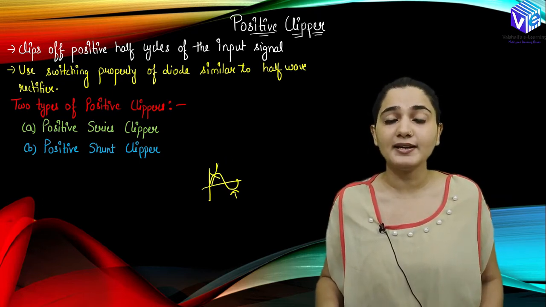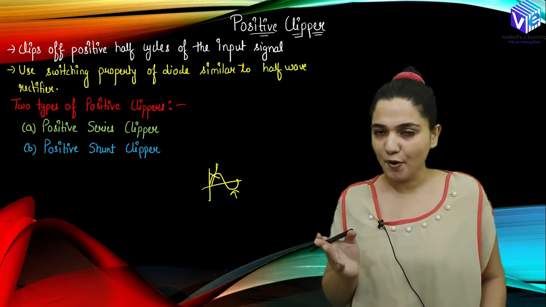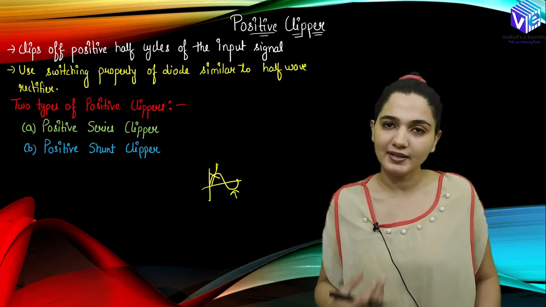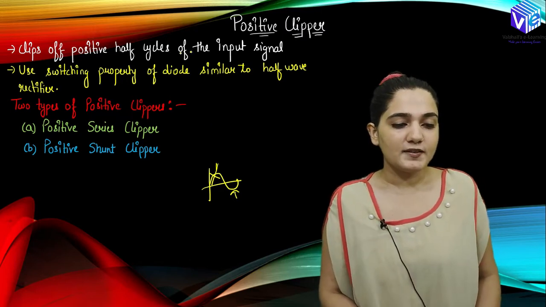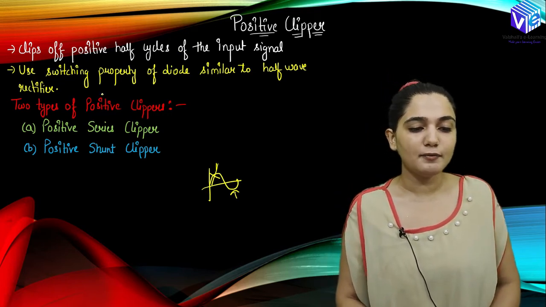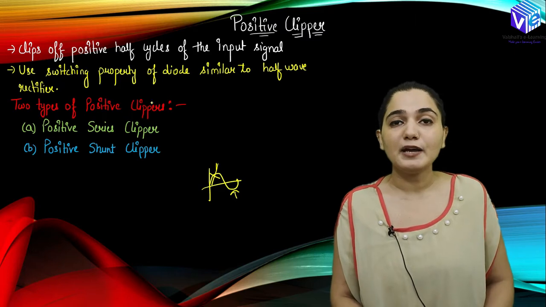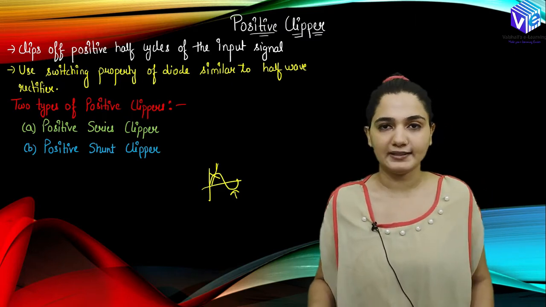I hope you remember the rectifiers. There we were doing the opposite. We were passing the positive half cycle and blocking the negative half cycle. This is the opposite. In the positive clipper, we are clipping off the positive half cycle of the input signal, and for that we are using the switching property of the diode, which is similar to the half wave rectifier.